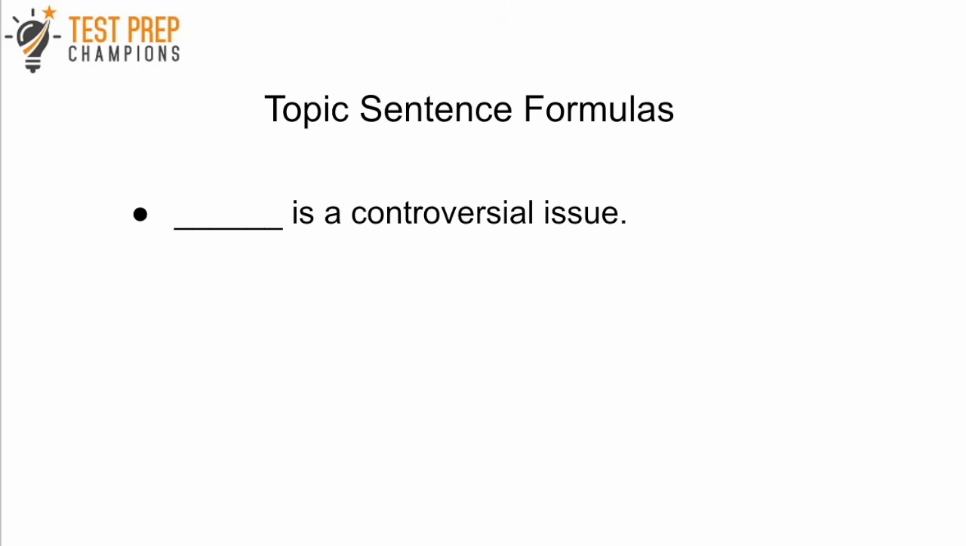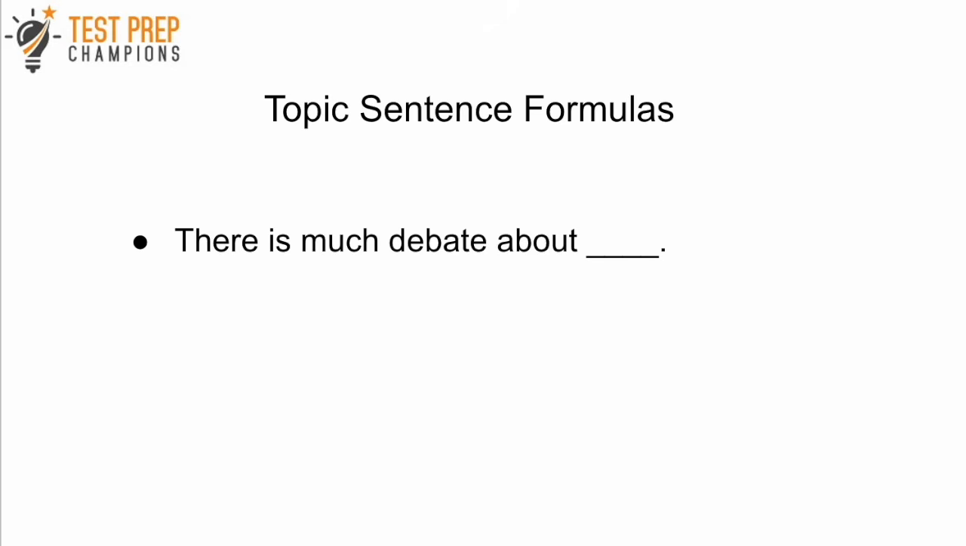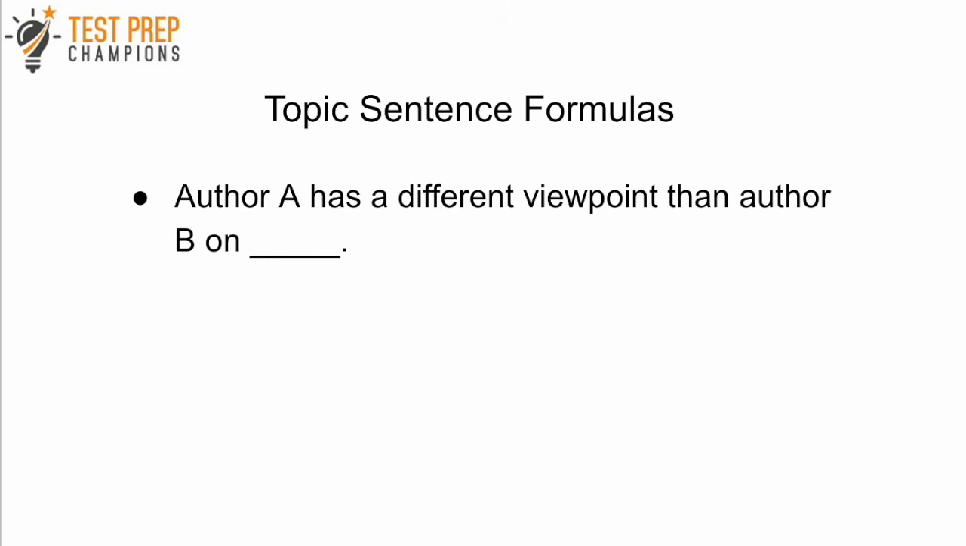Now, another example of a topic sentence formula is blank is a controversial issue. So if you read something about the best age to give kids a cell phone, just as an example, you might say something like, the best age to give kids a cell phone is a controversial issue. Now, another formula example is there's much debate about blank. Another one is author A has a different viewpoint than author B on blank. So you might say something like, the author of the press release has a different viewpoint than the author of the letter on whatever the topic happens to be, just to give you an example.